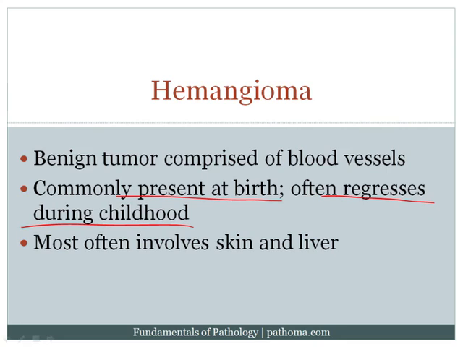And again, that's high yield, especially if it's on the face, for example. You don't want to remove it surgically and create a scar. This will usually just regress on its own. It most often involves the skin, and I've already briefly hinted at that. But it's also important to note that you can get hemangiomas of the liver. That's another common location for a hemangioma.